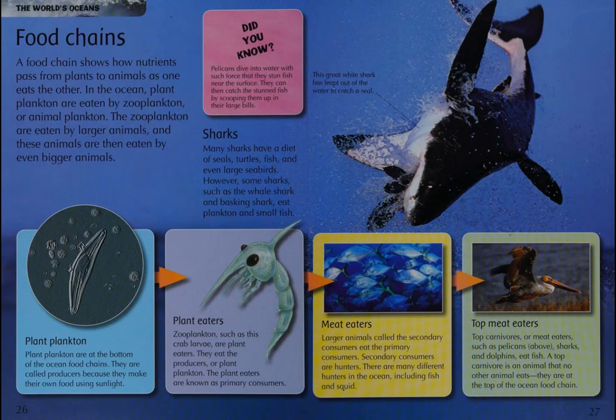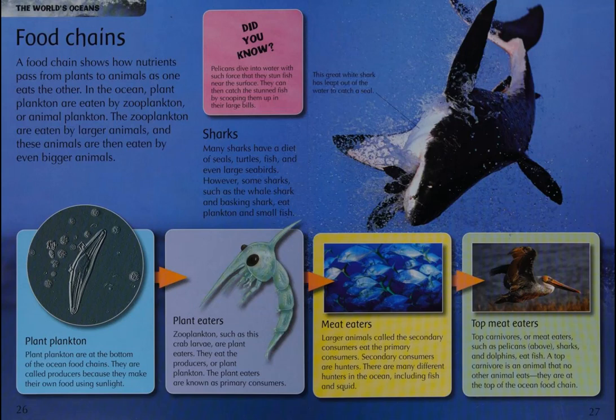Plant plankton. Plant plankton are at the bottom of the ocean food chains. They are called producers because they make their own food using sunlight. Plant eaters. Zooplankton, such as this crab larvae, are plant eaters. They eat the producers, or plant plankton. The plant eaters are known as primary consumers.